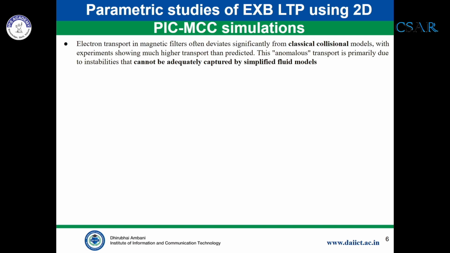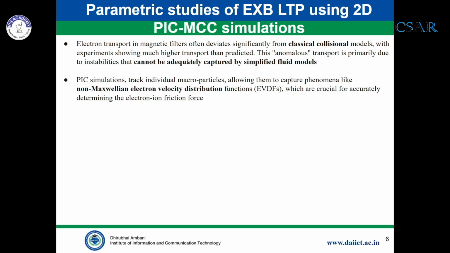So why do we need to do this kind of simulation using particle in cell only? This can be done through fluid simulations also, but particle in cell very accurately tracks the particles in phase space. This anomalous transport is known in the literature to be due to instabilities, which cannot be directly modeled through simplified fluid models because of the assumption that the underlying electron velocity distributions will be Maxwellian, which may or may not be the case, and particle in cell can effectively track that.